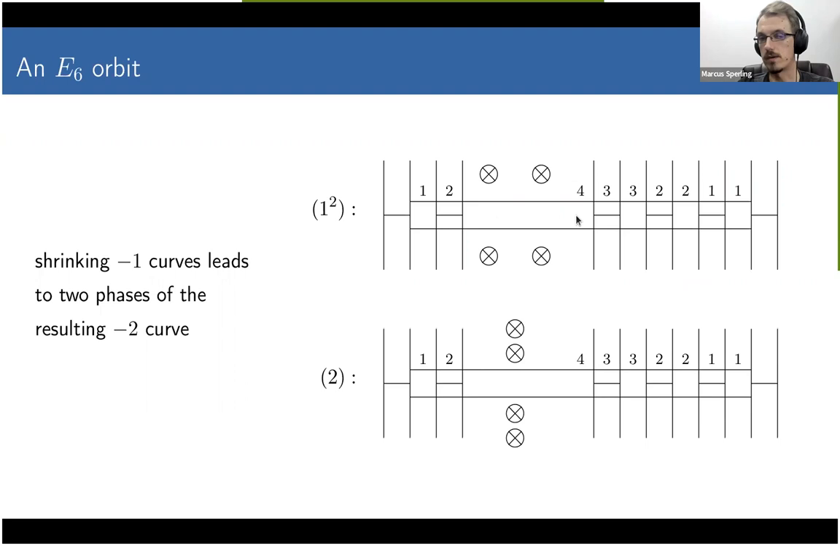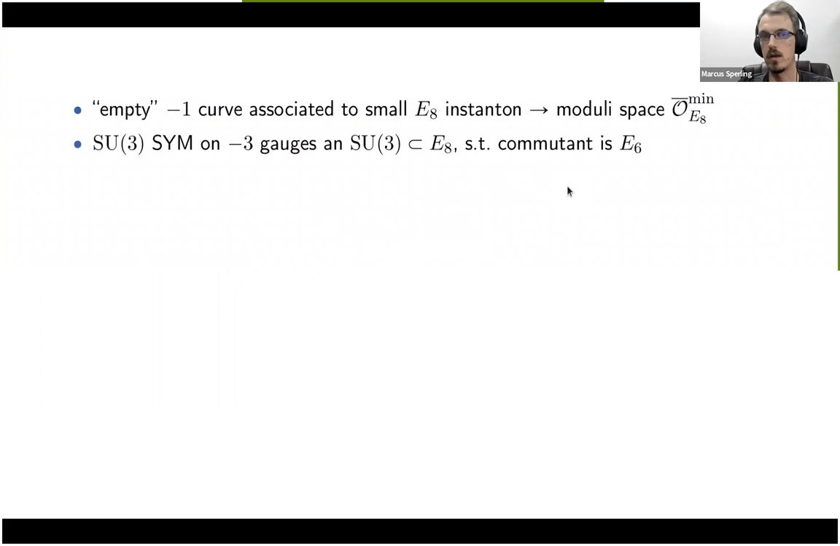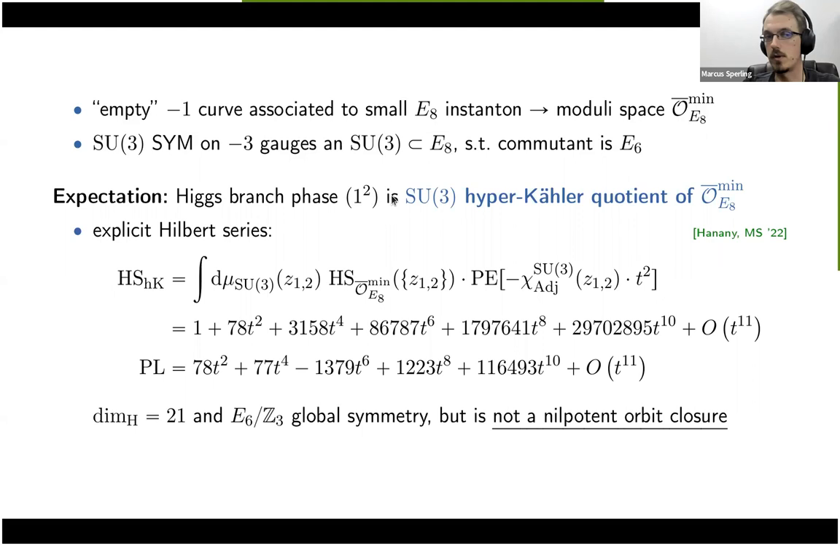Now, we would like to know what is the Higgs branch of this configuration, and we do have an expectation. The expectation starts from looking at the theory in more detail. We know we have an empty minus one, which gives us a small E8 instanton. So we expect the minimal nilpotent orbit of E8 as soon as we take the minus one curve to zero size. We still have the SU3, and the SU3 is gauged inside the E8. So we expect as global symmetry the commutant of SU3 inside E8, which would be an E6 algebra. The expectation is then that the Higgs branch phase where the NS5 branes are still separated, so we're just taking the minus one to zero size but the NS5s are separated, is given by the SU3 hyperkähler quotient of the minimal nilpotent orbit of E8.